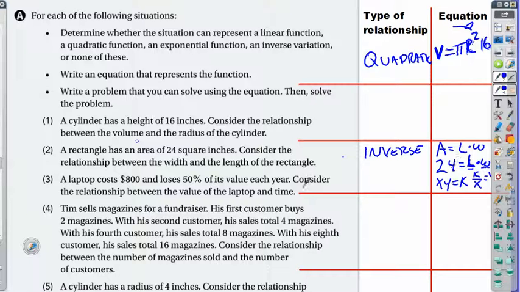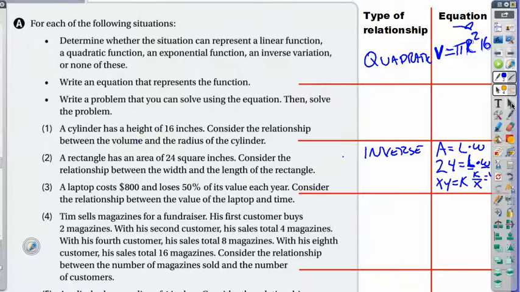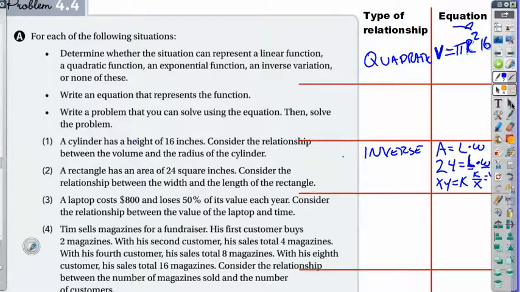A laptop costs $800, and it loses 50% of its value every year. Consider the relationship between the value of the laptop and the time. Well, I know that when it comes out, it's worth $800. Then at year one, it's going to be worth $400.